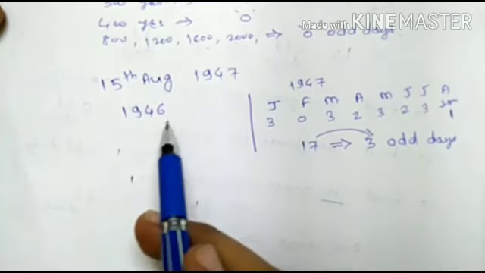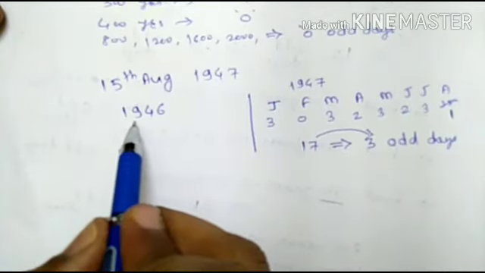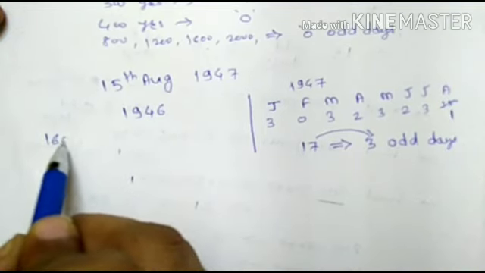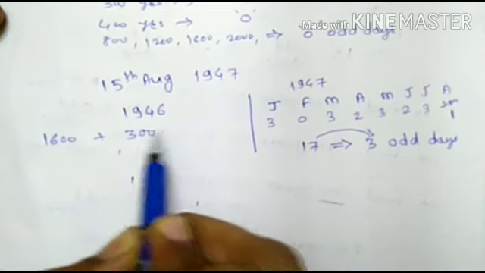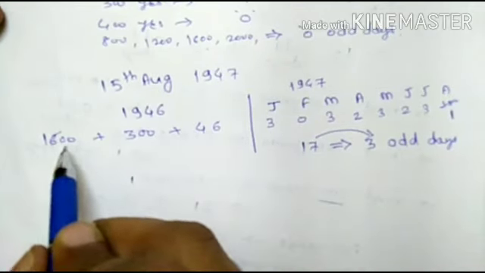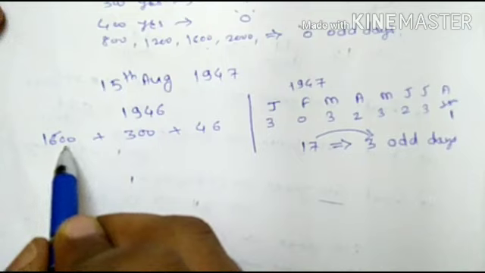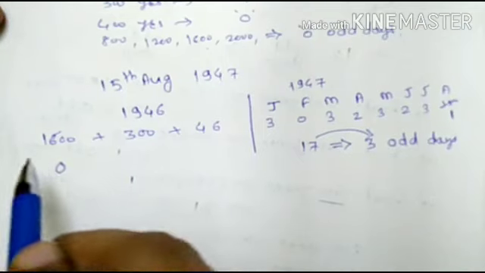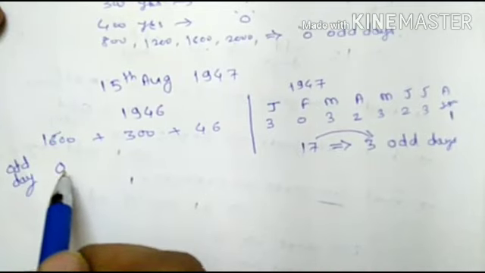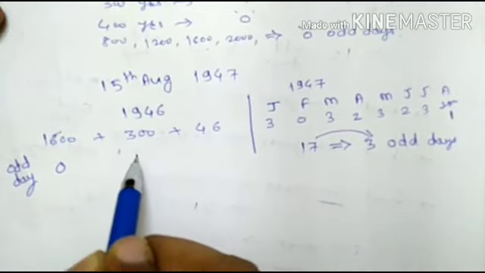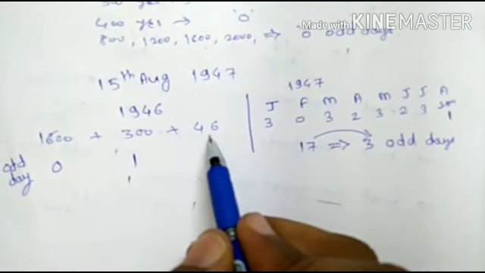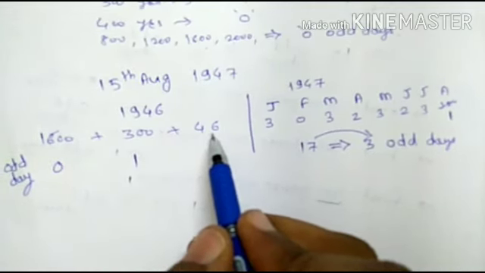After that, come to 1946. We will divide 1946 as 1600 plus 300 plus 46. Why this way only? Because we know that in 1600 years there are 0 odd days. In 300 years there is 1 odd day. After that, in 46 years we have to find out the number of leap years.